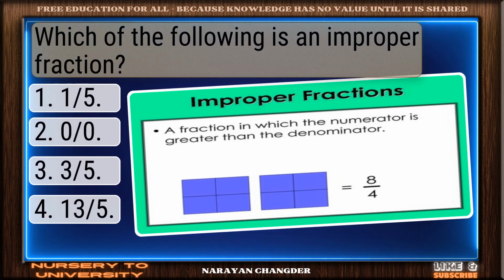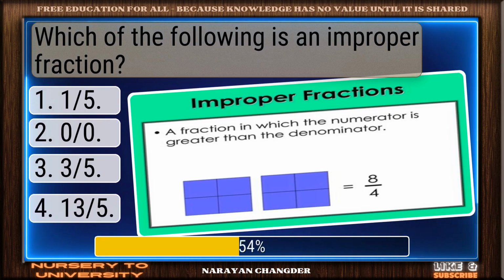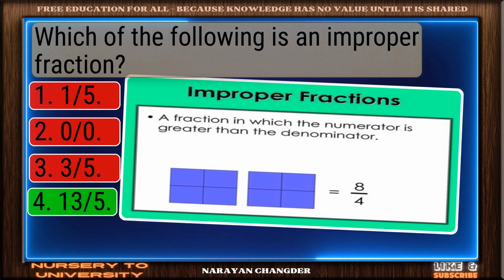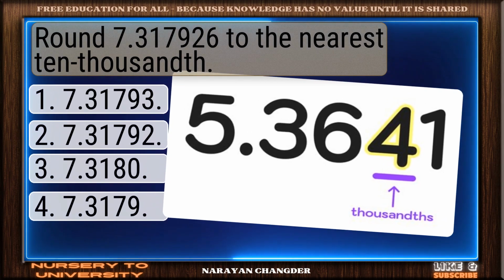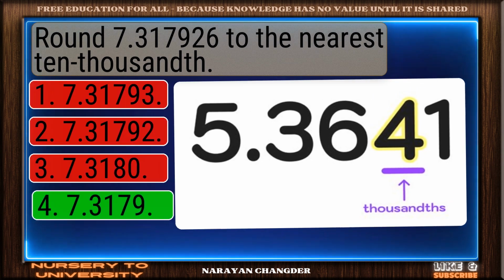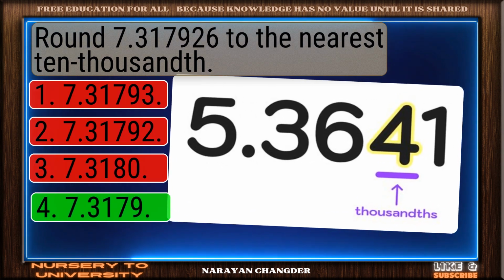Question number 43. Which of the following is an improper fraction? Right again. 13/5 is a valid answer. Question number 44. Round 7.3179 to the nearest ten-thousandth. Well picked. 7.3179 is the correct answer.